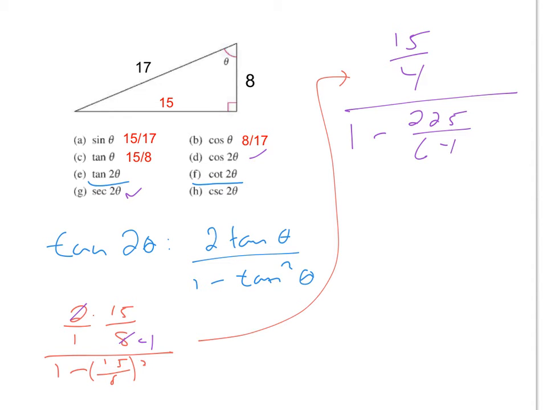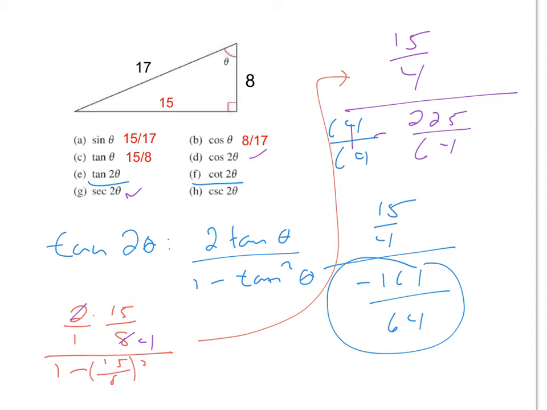Okay, this now becomes 64 over 64, that 1. So I have up top 15 over 4, and on my bottom, 64 minus 225 over 64. We just did this. This was negative 161 over 64. When dividing fractions, don't ask why, we're going to flip the bottom one over and multiply. So I have 15 over 4 times 64 over negative 161.